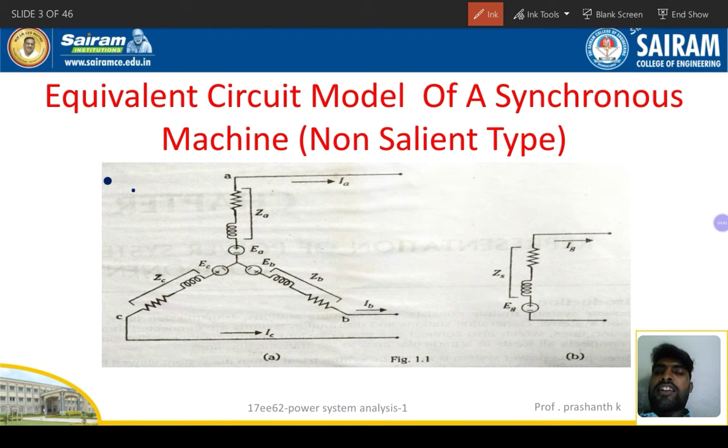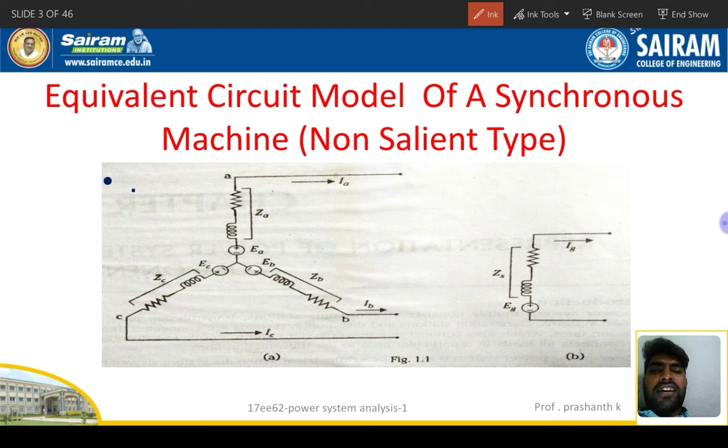Let us discuss Module 1, representation of power system components. In that we have the equivalent circuit model of a synchronous machine. The machine may be either a generator or a motor. A generator converts mechanical to electrical AC, and a motor converts electrical to mechanical.